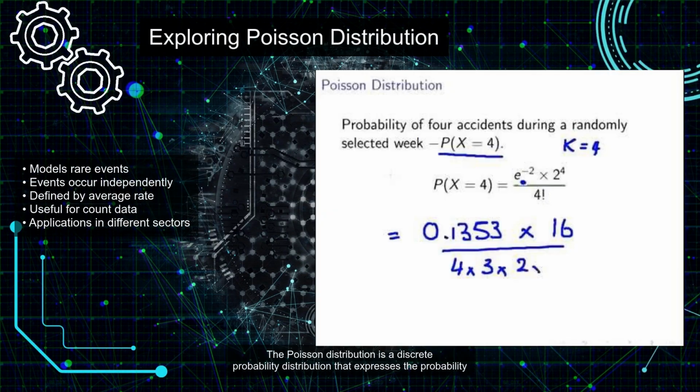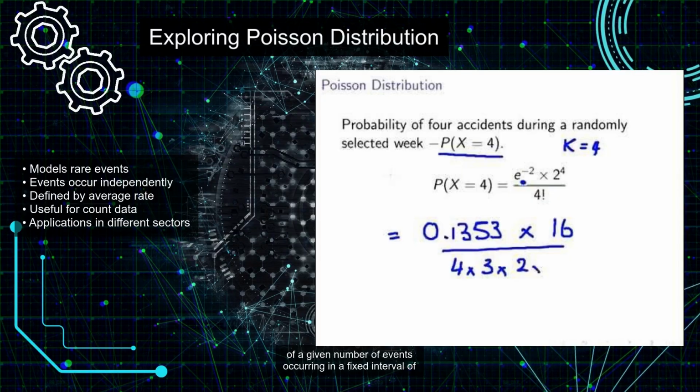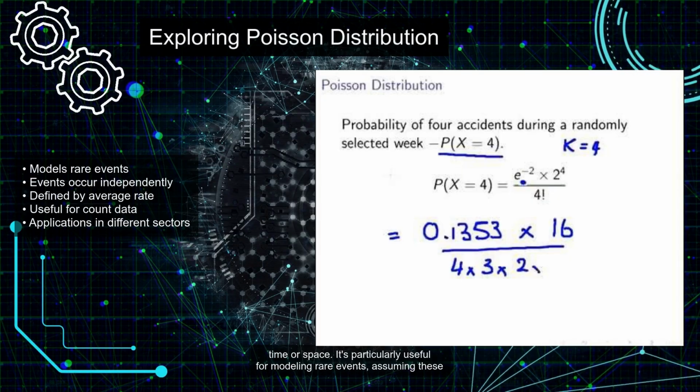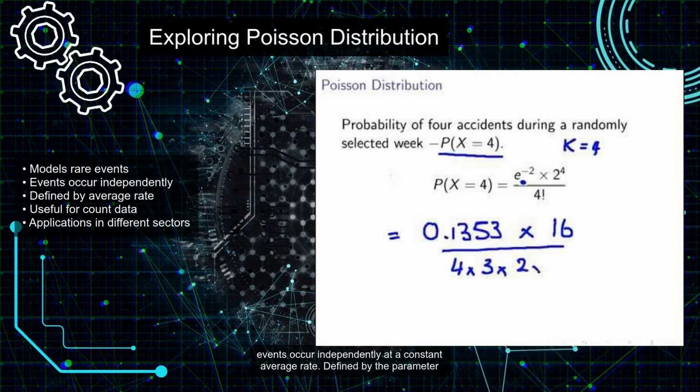The Poisson distribution is a discrete probability distribution that expresses the probability of a given number of events occurring in a fixed interval of time or space. It's particularly useful for modeling rare events, assuming these events occur independently at a constant average rate.